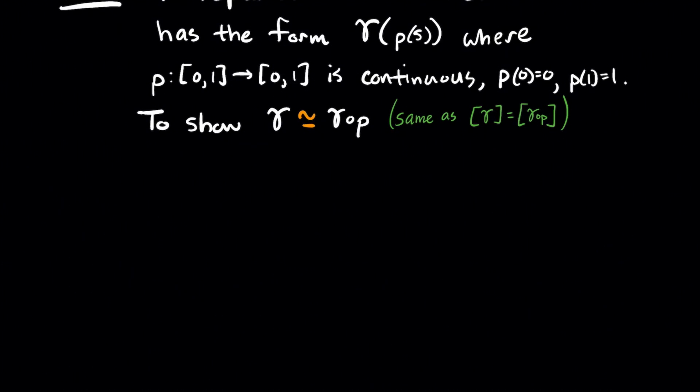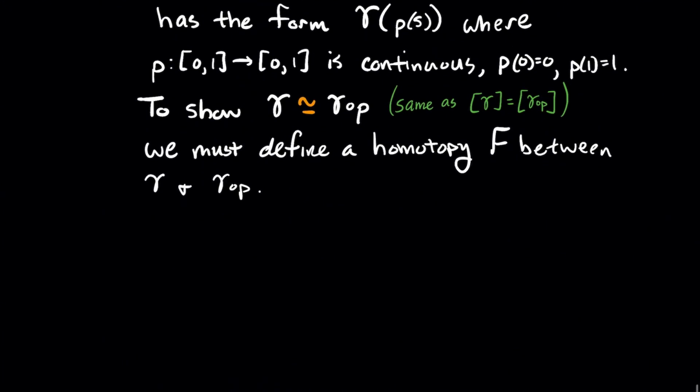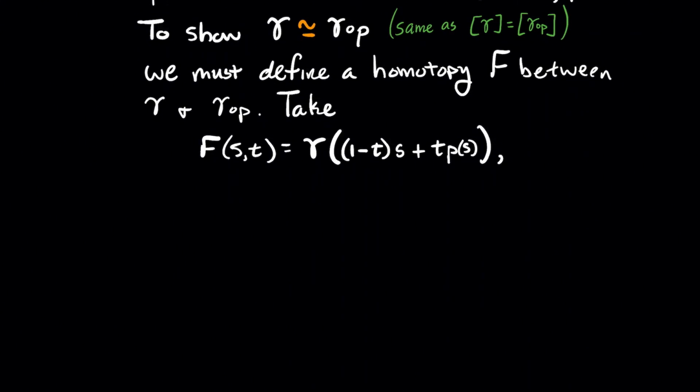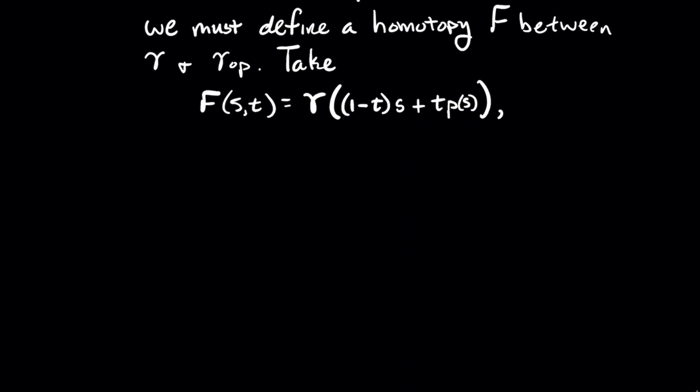Now, to show that gamma is homotopic to this composition, gamma composed with p, in other words, that's the same thing as saying that gamma and gamma composed with p are in the same equivalence class, so their brackets equal each other. We've got to define a homotopy f that goes between them. Well, why don't we just take f of s, t to be gamma of the quantity (1 minus t) times s plus t times p of s.